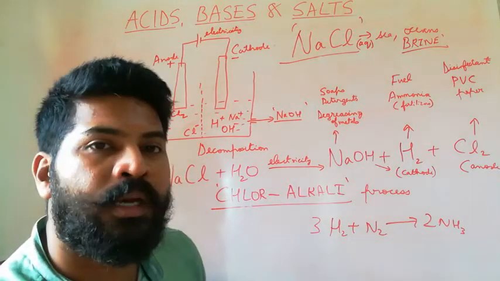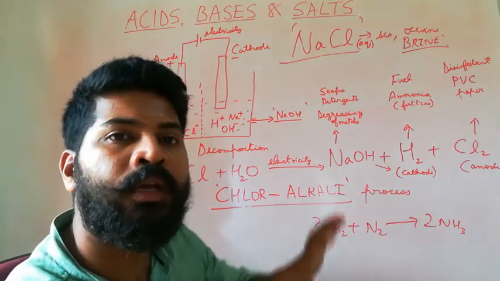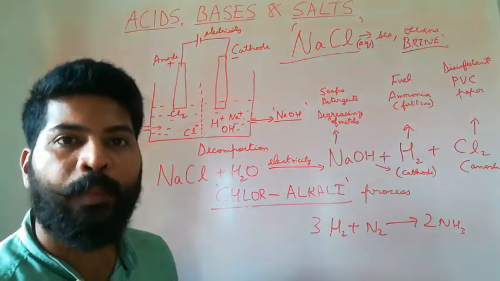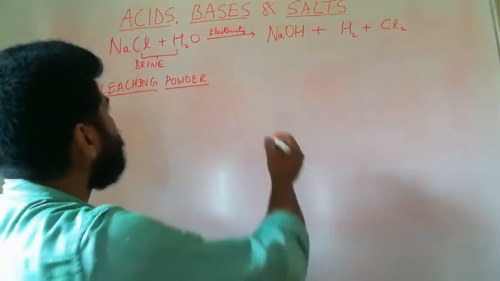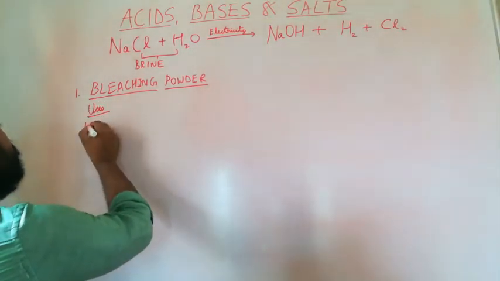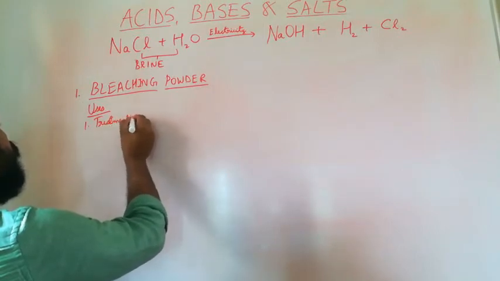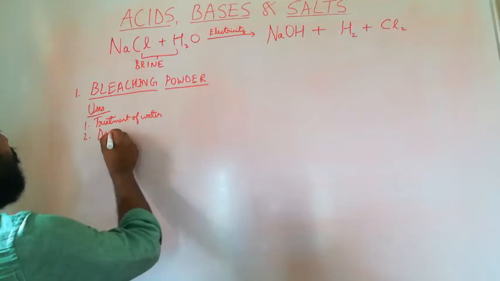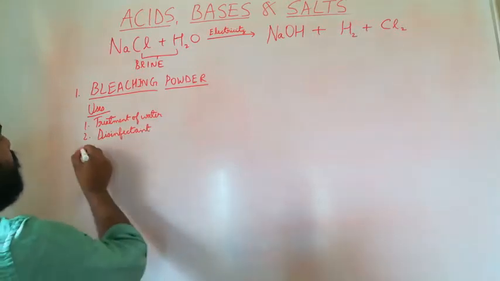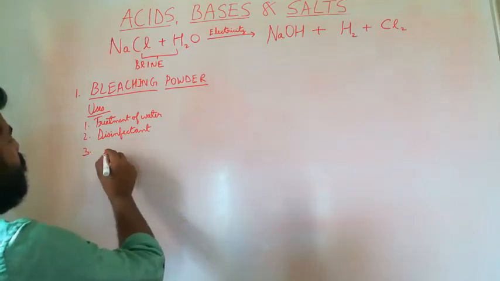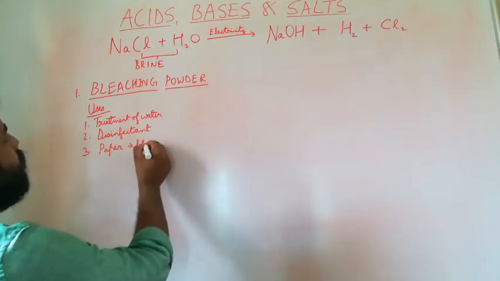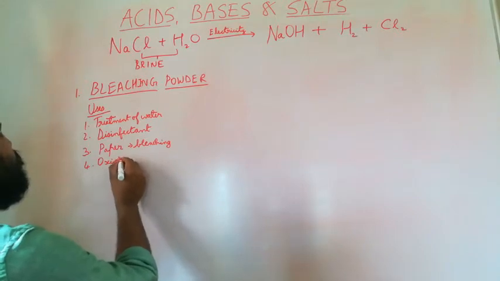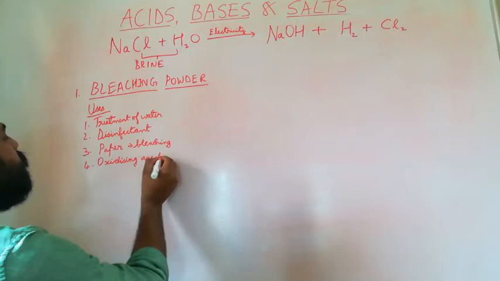So let us now study some important salts, how they are produced and what are their uses. So the first salt that we are going to study is bleaching powder. Bleaching powder, you know, is commonly used for treatment of water, for cleaning the swimming pools. It is also used as a disinfectant. It is used for paper making, that is bleaching paper. So these are some of the uses of bleaching powder, and it is also an excellent oxidizing agent in industries.